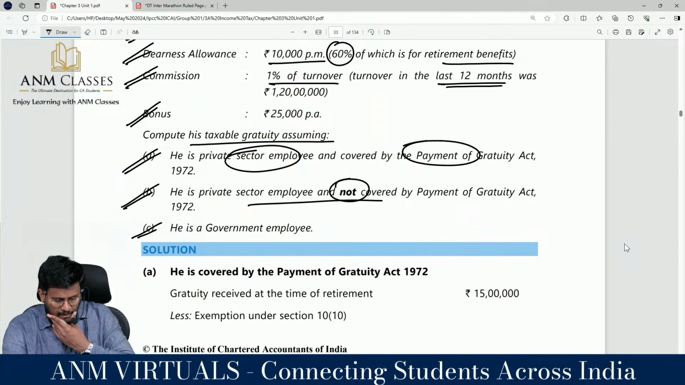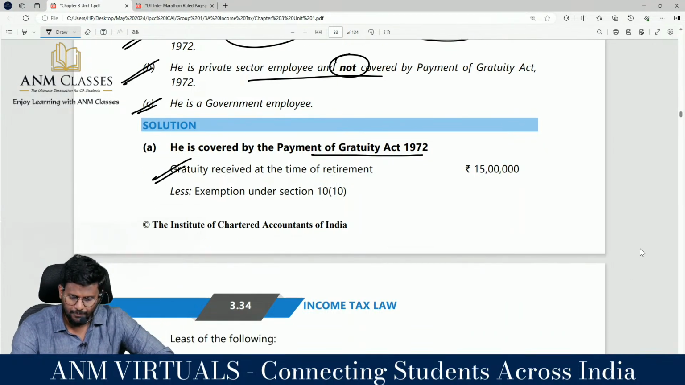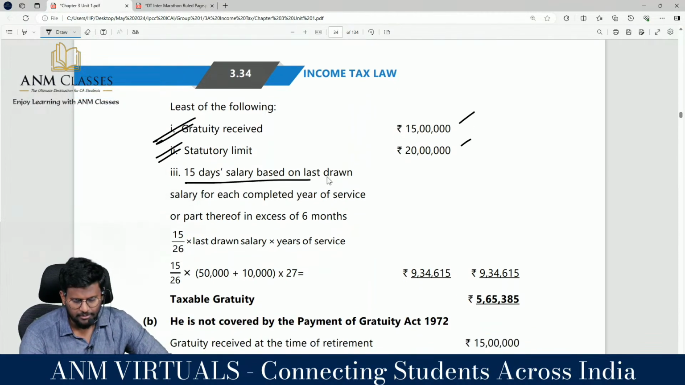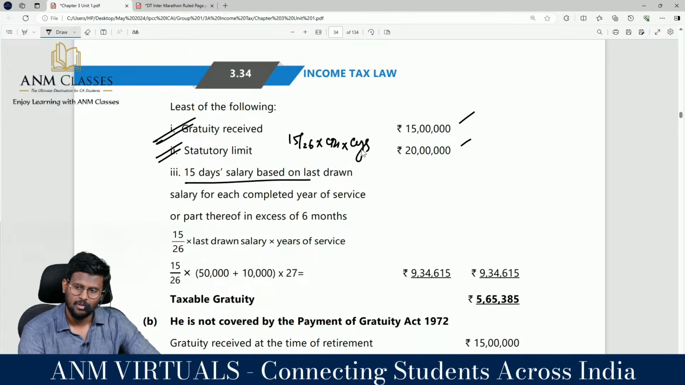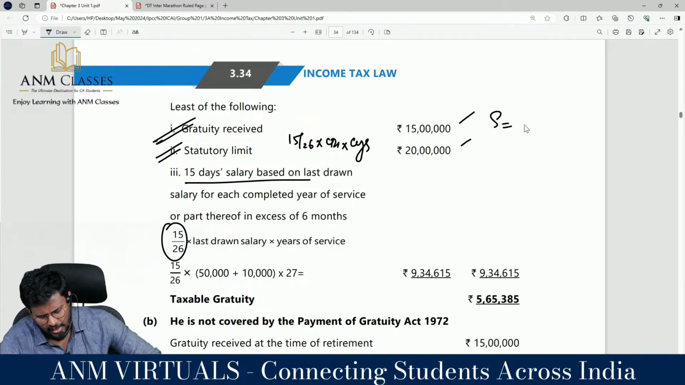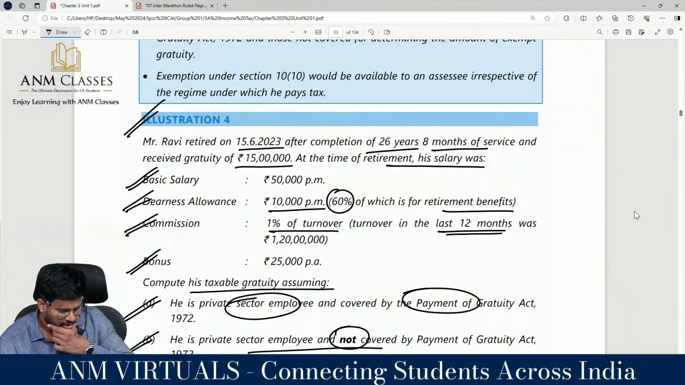He is an employee. If he were covered under the Payment of Gratuity Act, how would we do the sum? What is the actual gratuity received? Let's take exemption under section 10(10). Participate fully, participate with figures. How much gratuity received? Let's take the statutory limit, and last drawn salary. Sir, 15/26 into last drawn salary. Is there a definition of salary? Basic salary plus DA, that's all. Sir, has basic salary been given? How much per month? DA 10,000 also.